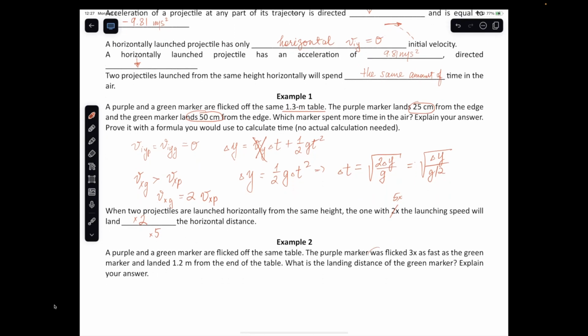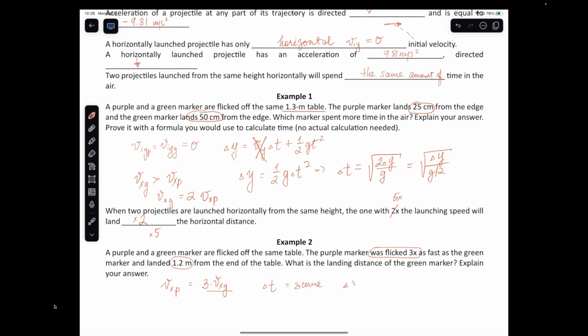The purple and green marker are flicked off the same table. If the purple marker is flicked 3 times as fast as the green marker, and it lands 1.2 meters from the edge, so I can say my Vx of purple compared to Vx of green. That's what I'm after. What is the landing distance of the green marker? Explain your answer. So if I have purple being 3 times the speed of the green, change in t is the same.